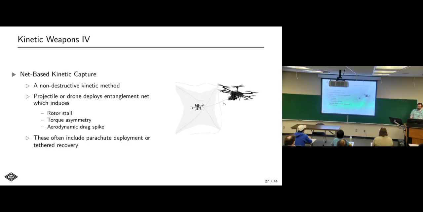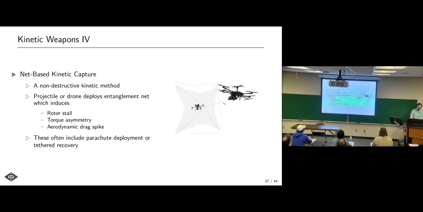So this one's fun. Net-based kinetic capture. I bet that's something people don't really think about, but it's a non-destructive kinetic method. Basically, a projectile or drone deploys an entanglement net, which, again, quadcopters and drones in general don't like having nets around them. Aerodynamic drag spike.